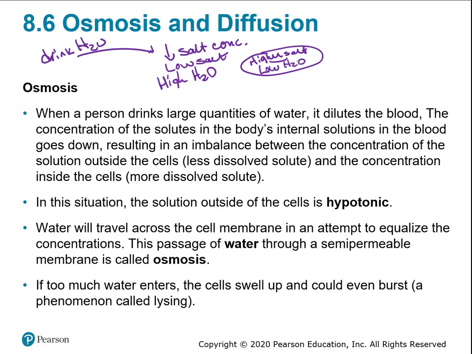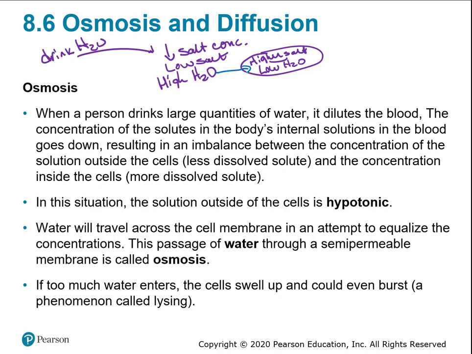So what did osmosis say? Osmosis says that solvent molecules, if they can move, will go from high to low. So which way will water go? Into the cell or out of the cell? It's going to go in, right? It's going to go from high to low. So water starts to flow into the cells.